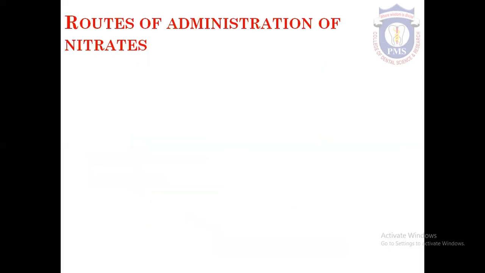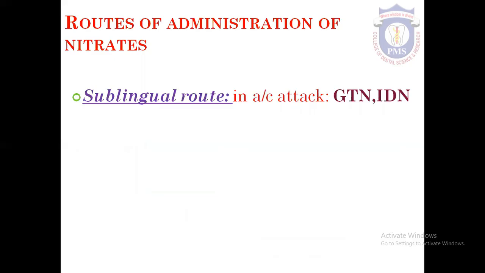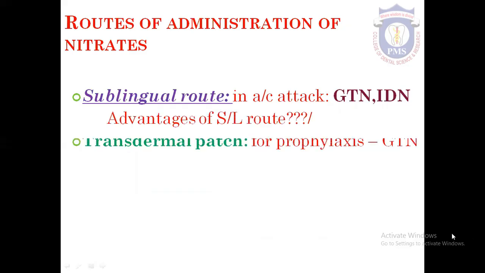Routes of administration of nitrates. For acute attack, we can give the drug through the sublingual route. The agents used are glyceryl trinitrate and isosorbide dinitrate. Advantages of the sublingual route are rapid onset of action and high bioavailability.